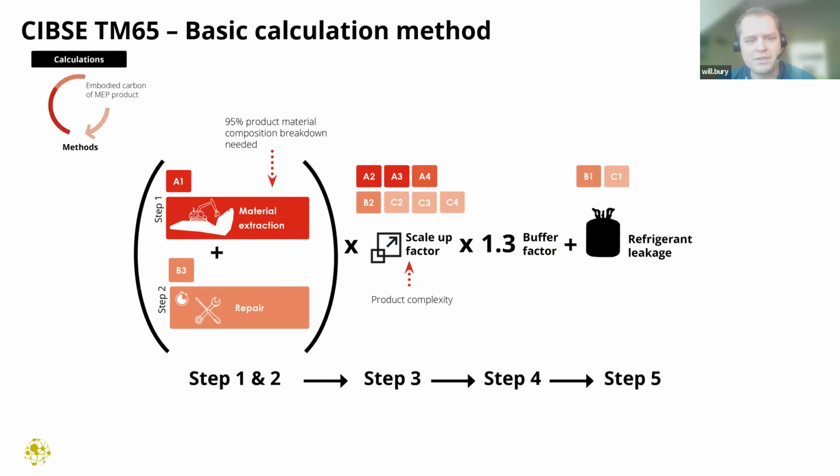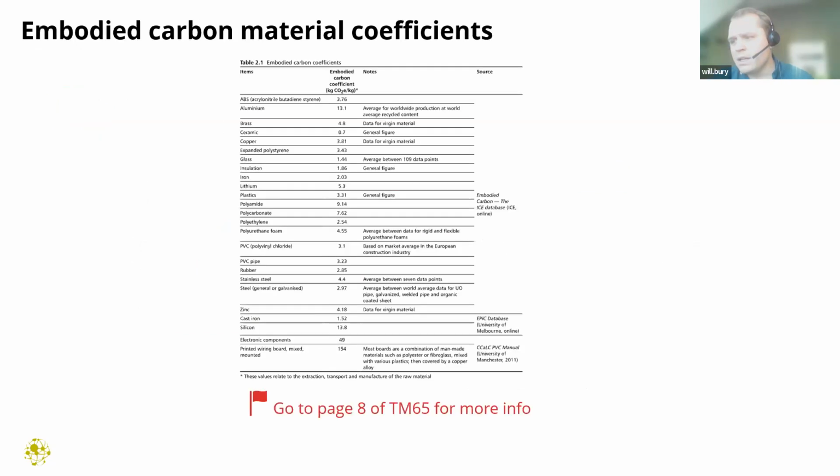So this is a visual representation of how a calculation works for the basic methodology. On the left-hand side, we've got steps 1 and 2, which include the material extraction and repair rates for the product. We then apply a scale-up factor and a buffer factor to account for all the complexity in the system and all the other variety of things. Since it's a basic calculation, we need to be very conservative with it, because obviously we've got low level confidence. And then finally, we would add on the refrigerant leakage. Again, there's a whole methodology specified in TM65, which gives us refrigerant leakage rates for different types of product, so it's standard across all different calculations.